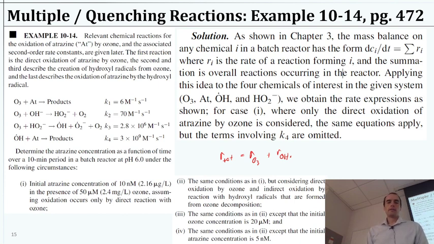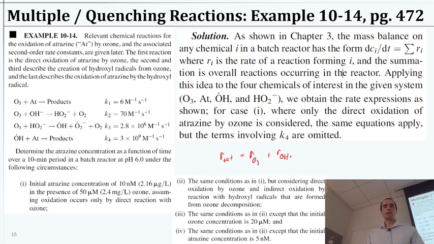Okay, the third case was the same conditions as the previous one, except a different initial ozone concentration, and then the final one, we have another case, but this time the atrazine concentration changes. Okay, so let's take a look back at the solution.